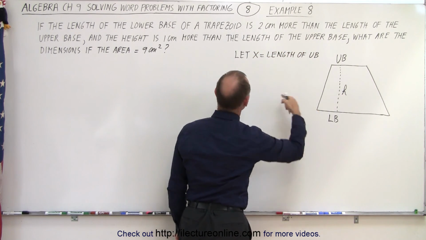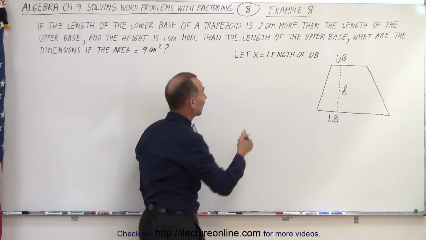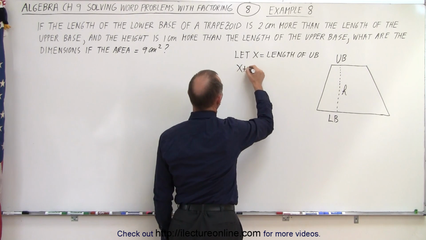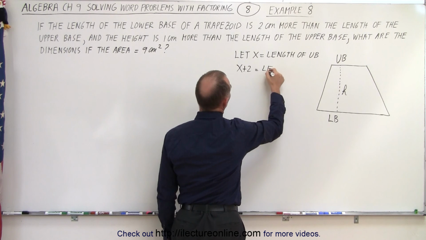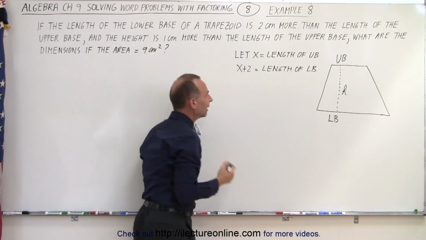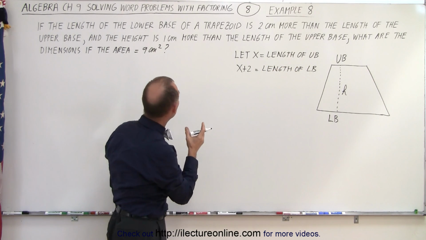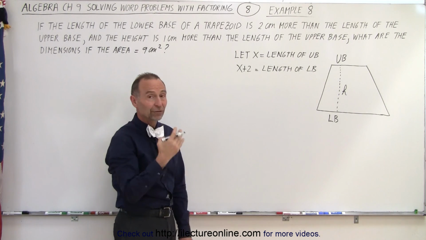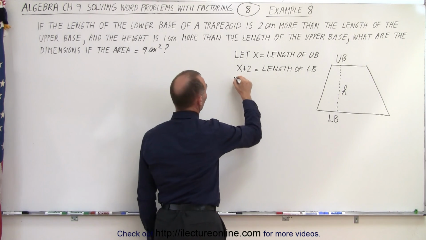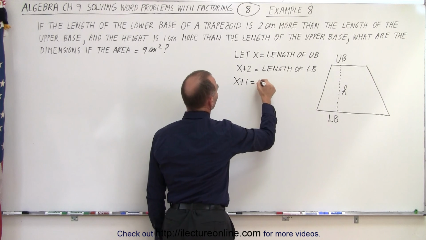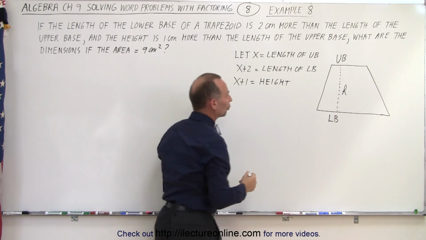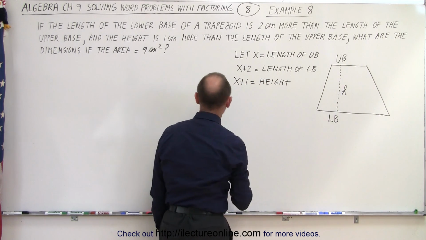Since the lower base is 2 centimeters more, we can say that x plus 2 is equal to the length of the lower base. And then the height is 1 centimeter more than the length of the upper base, so x plus 1 is equal to the height. And we're told that the area is equal to 9 square centimeters.